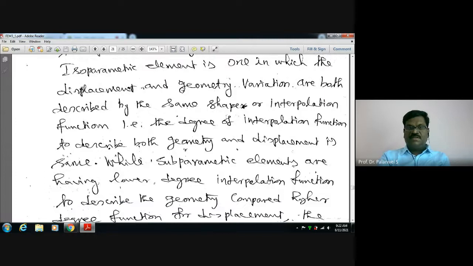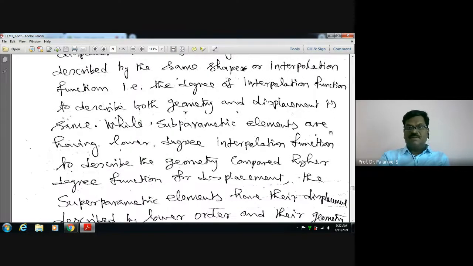Subparametric elements have a lower degree of interpolation function to describe geometry. When you use a lower degree of interpolation function to describe geometry, compared to a higher degree function for displacements, we call it a subparametric element.